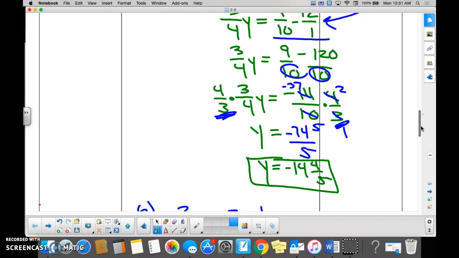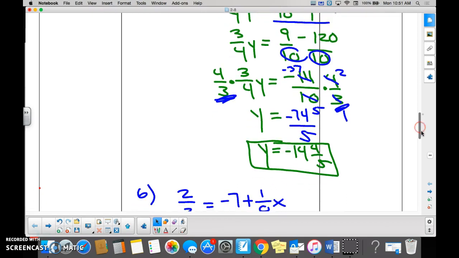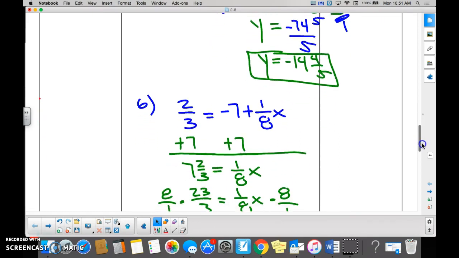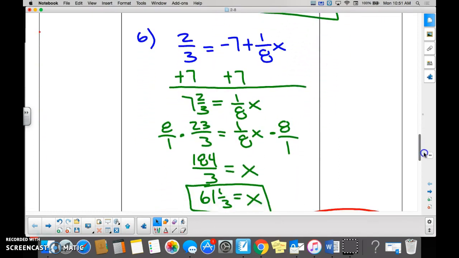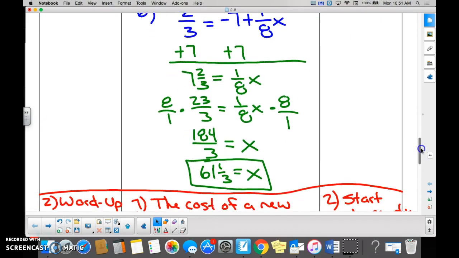Lots and lots of steps there. It takes patience. It takes practice to get these. Number 6 was a very similar problem. Again, in this case, we added 7 to both sides first, and then carried out our work from that point forward. I'll let you guys view that problem as much as you need to.